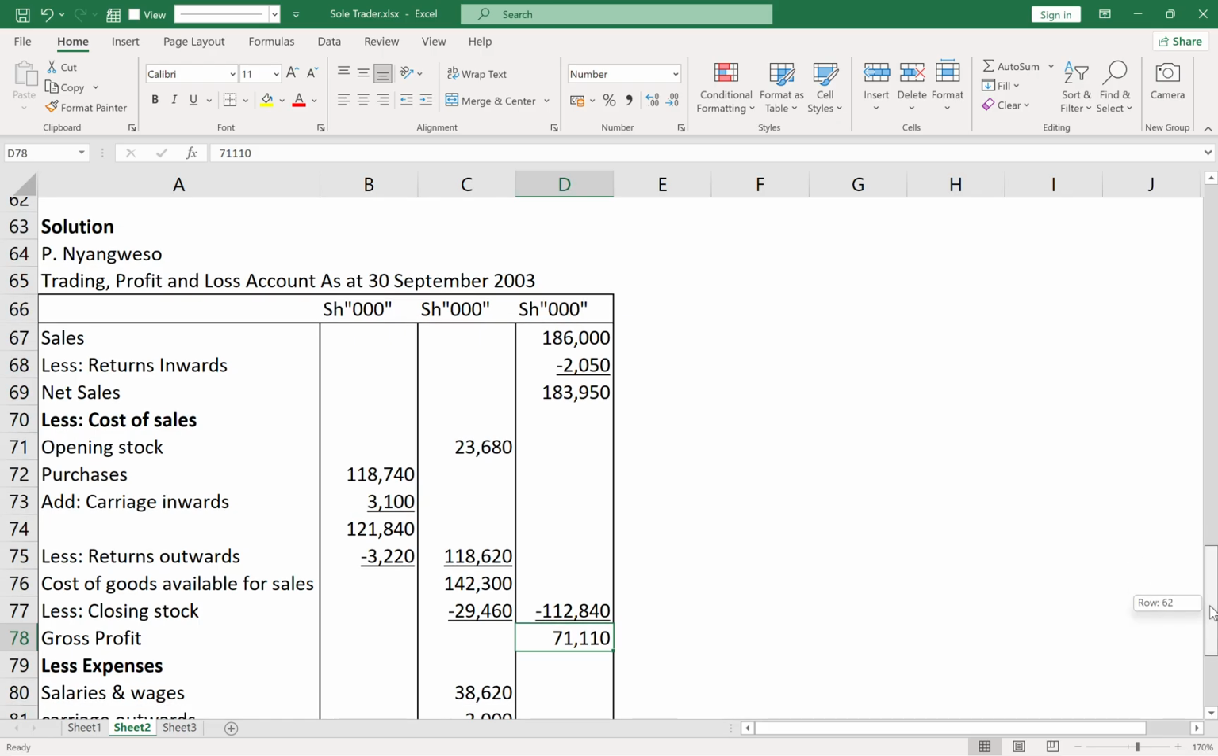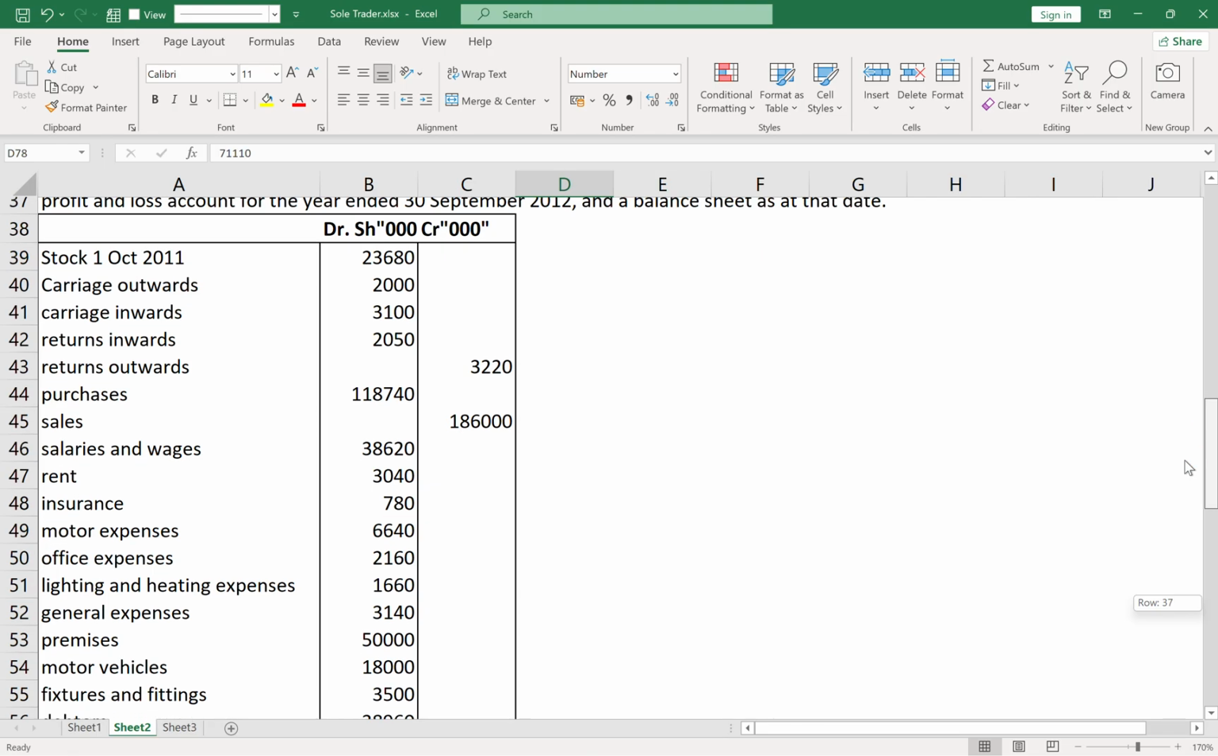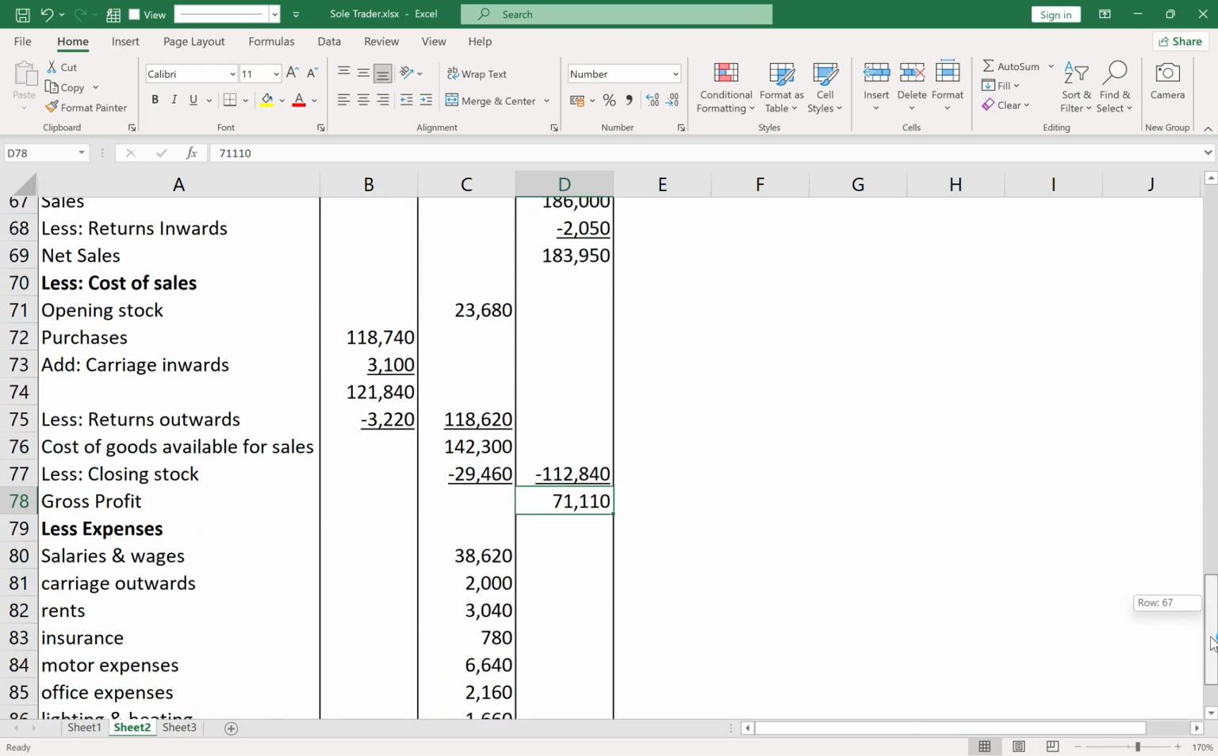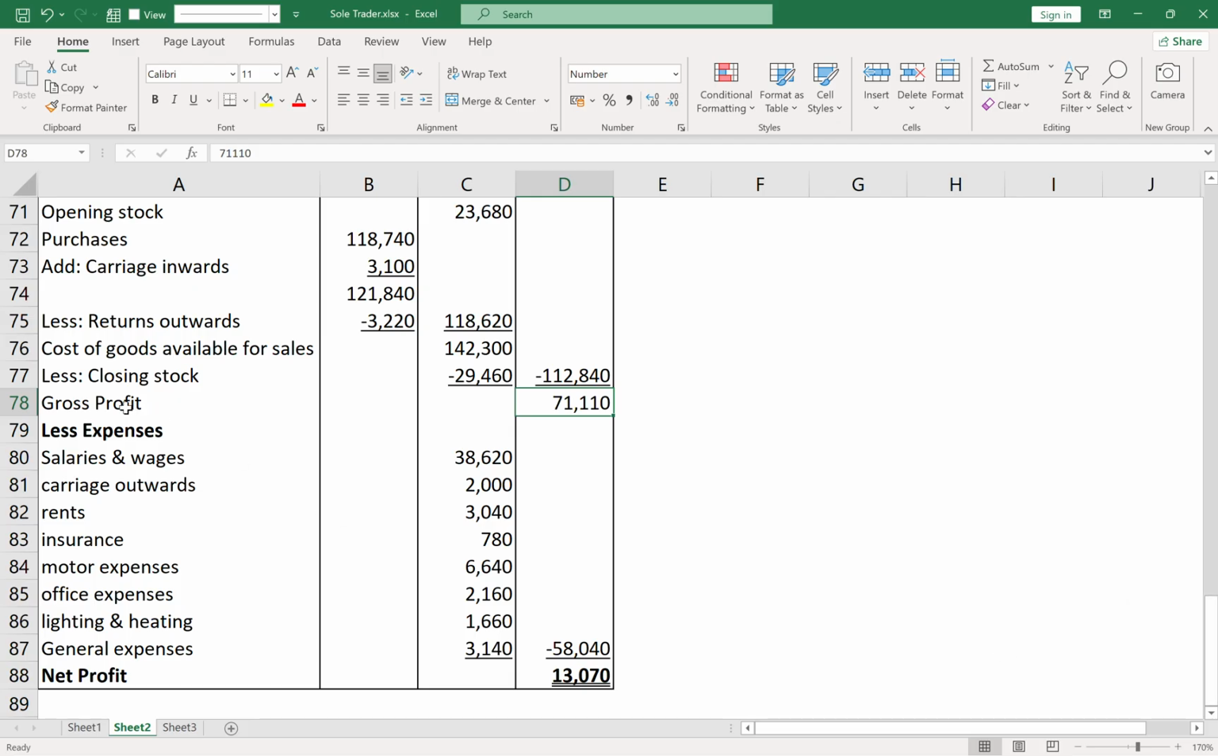Now in our trial balance we don't have anything to be credited, so you don't have the incomes, so you are going to go direct to the debit side where you shall deduct the expenses. So you have all these: salary, wages, carriage outwards, the rent, the insurance, motor expense, office expense, lighting and heating, and general expense. So the total of expenses is 58,040. So we deduct it from the gross profit to get our net profit of 13,070. So that is all about the calculation of net profit and loss account.